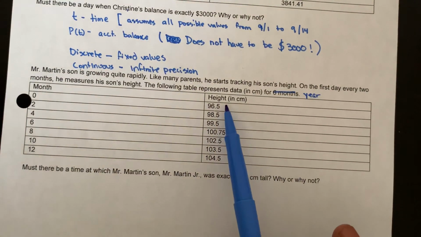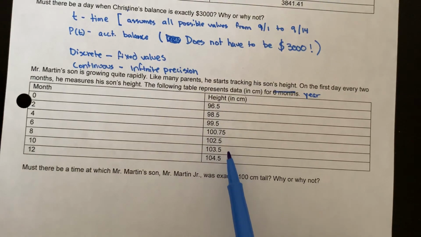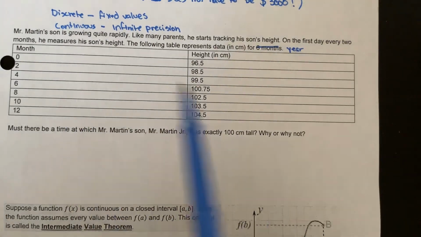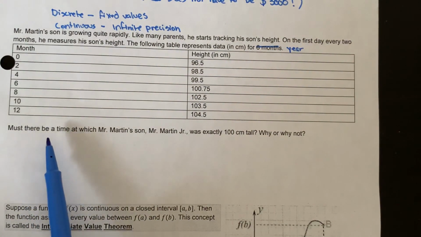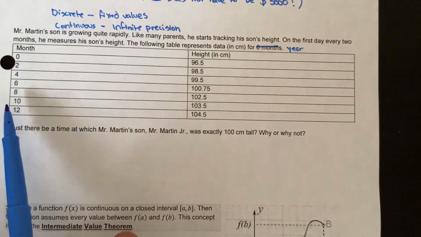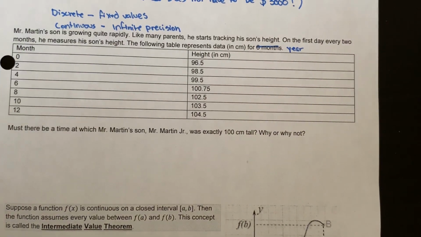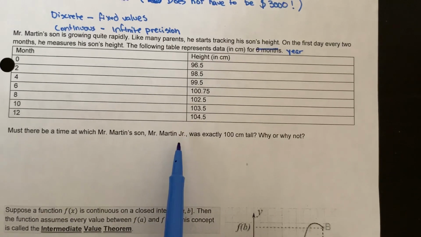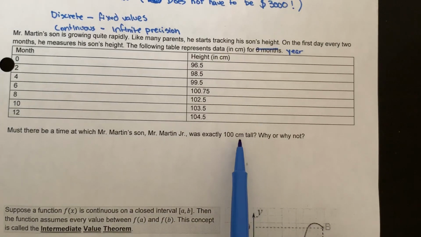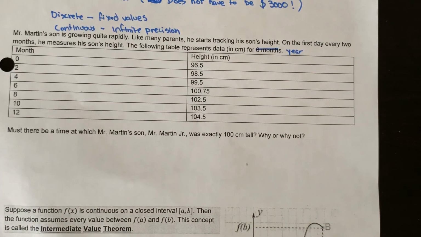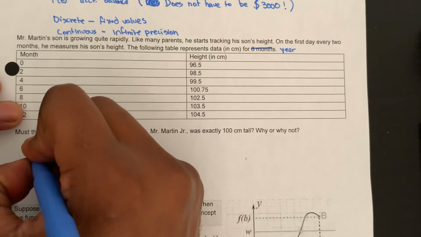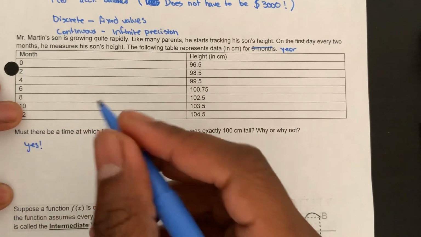So you can see that the height generally increases because kids generally grow and they don't get shorter. So the question here is that must there be a time between 0 months and 12 months, and again, we're not talking measured in months, that my son, Mr. Martin Jr., that's his name, is exactly 100 centimeters tall. And tell me what you think about this. You think for a moment and come back. So the answer I came up with is yes.